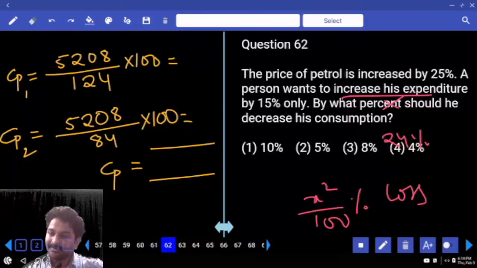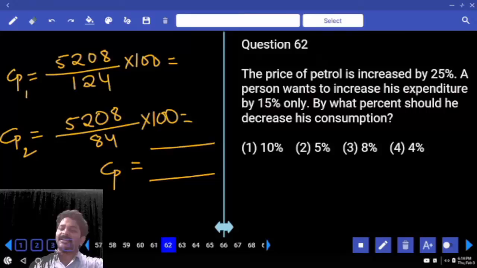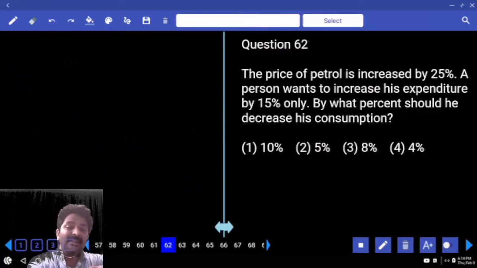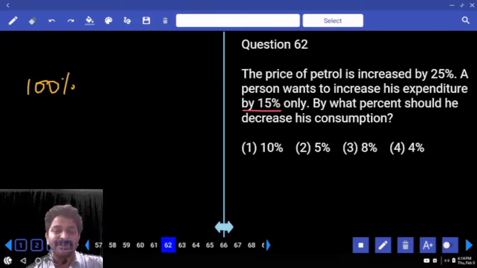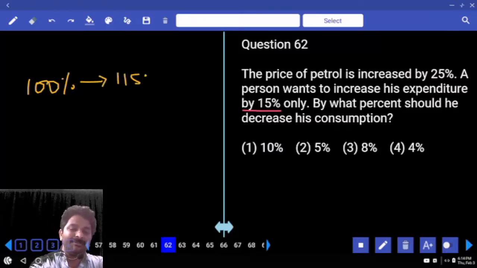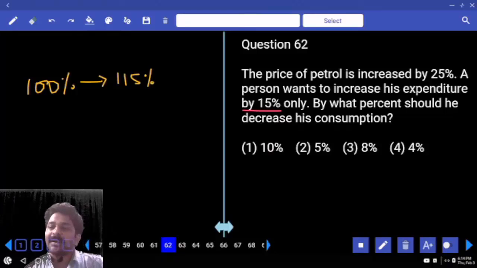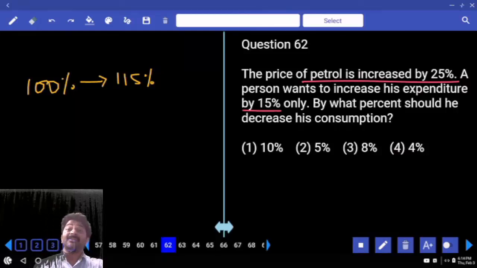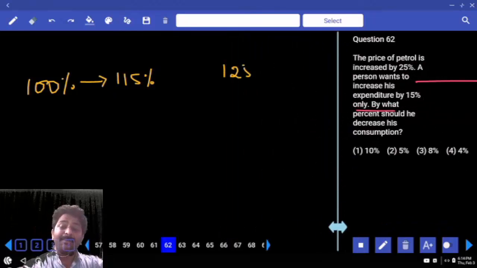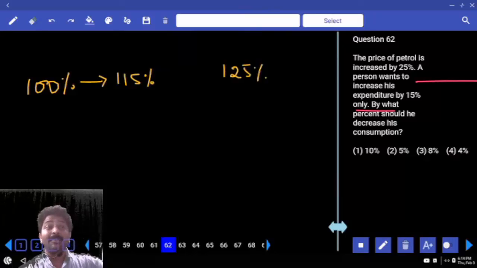The price of petrol increased by 25%. A person wants to increase his expenditure by 15% only. By what percentage should he decrease his consumption? Initial expenditure is 100%, for example. Now he wants to increase the expenditure by only 15%. So now he has 115% in his pocket. But what happened to the price? It increased by 25%. Then if you purchase the same quantity, you are supposed to pay 125%, right? But how much money is there with him?